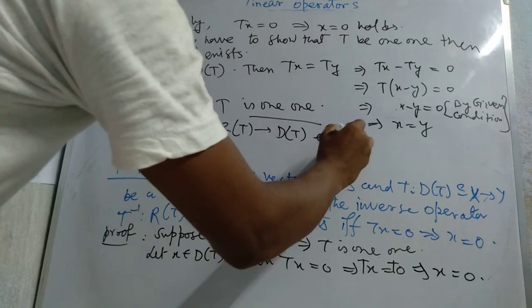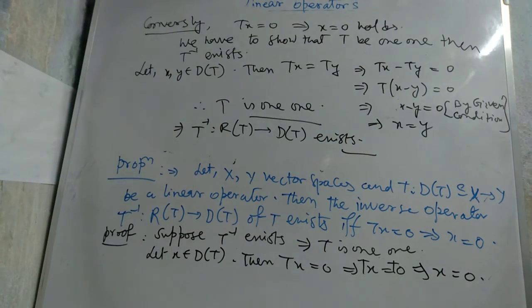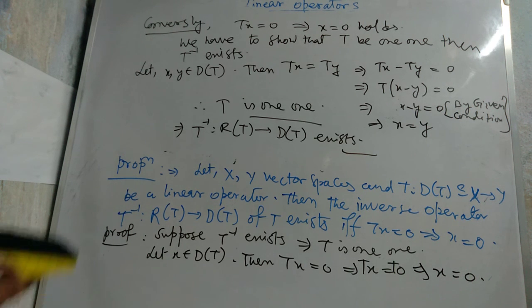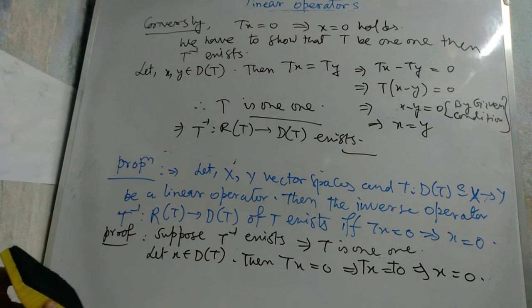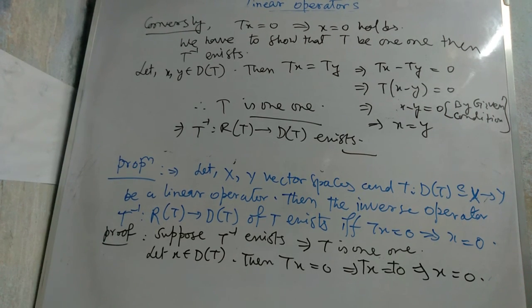So we show that if X, Y are vector spaces and T from D(T) to Y is a linear operator, then the inverse operator T inverse of T exists if T x equal to 0 implies that x equal to 0. One important result of linear operators. So today we stop here.